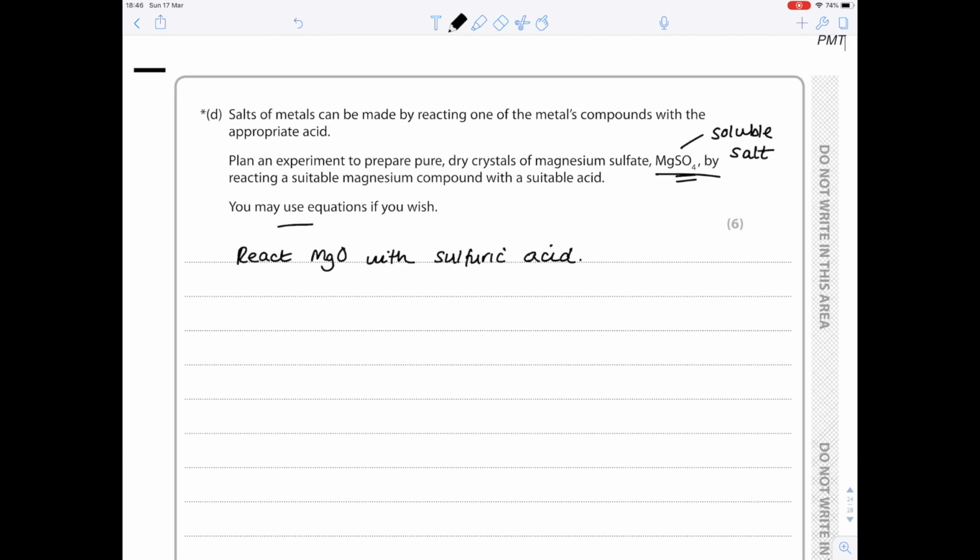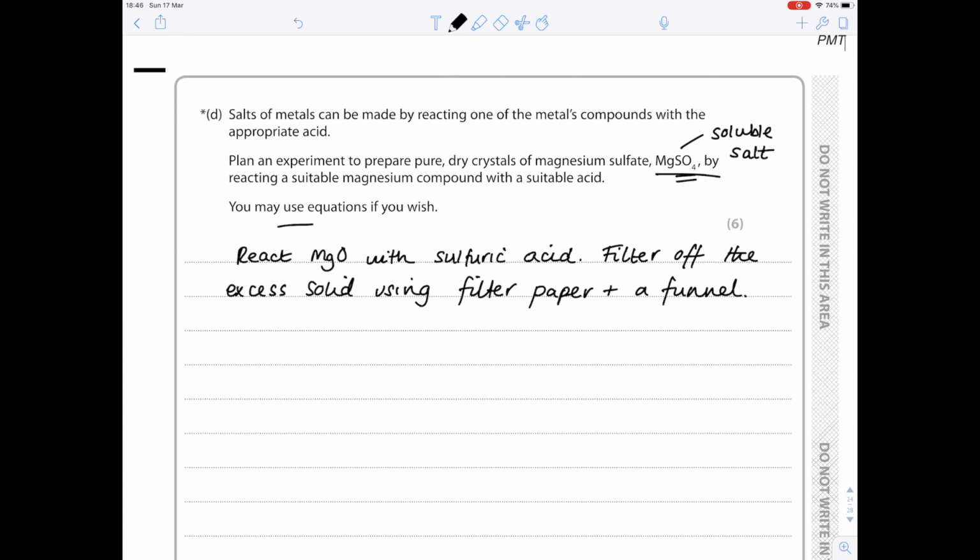And then once you've reacted them together, you need to get rid of the excess solid. So you want to filter off the excess solid using filter paper and a funnel. And then at this point, because you're making a soluble salt, you need to evaporate some of the water. And lastly, we need to leave to dry. So leave to dry in a warm place or on a filter paper.